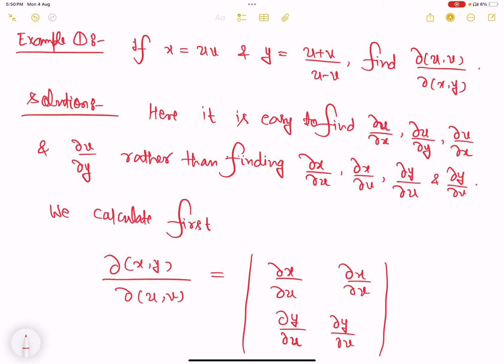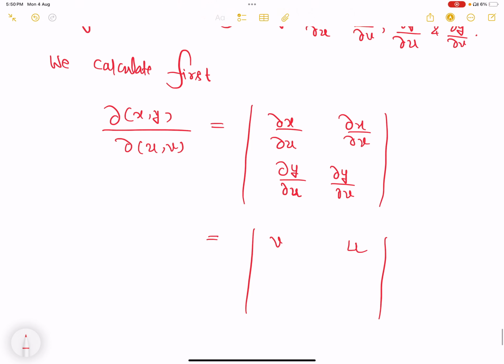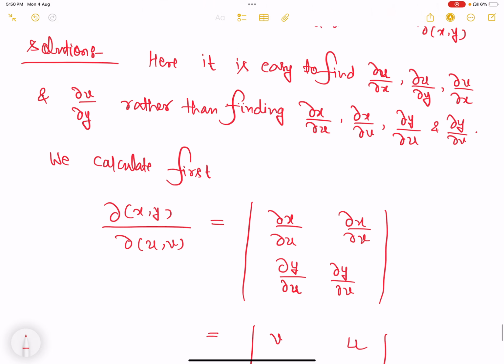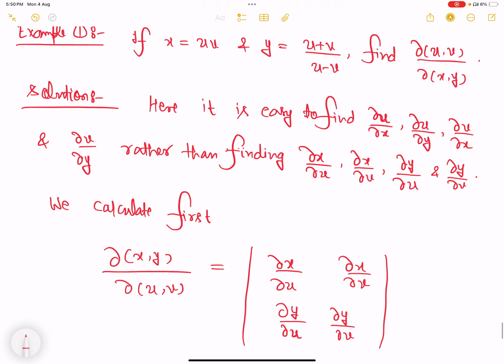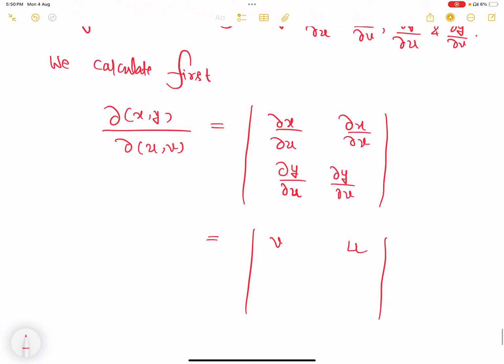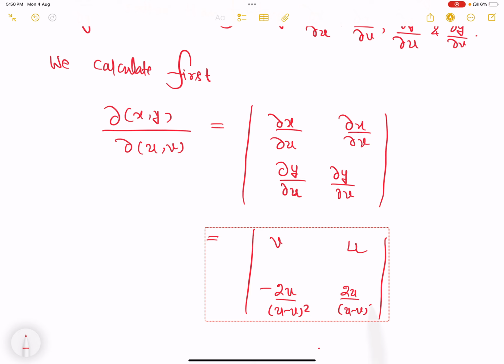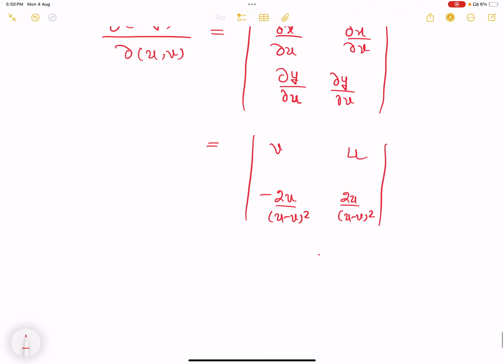What will be del y upon del u? You just calculate first. Del y upon del u will be minus 2v upon (u minus v) whole square. And del y upon del v will be 2u upon (u minus v) whole square. Now solve it. What is this?